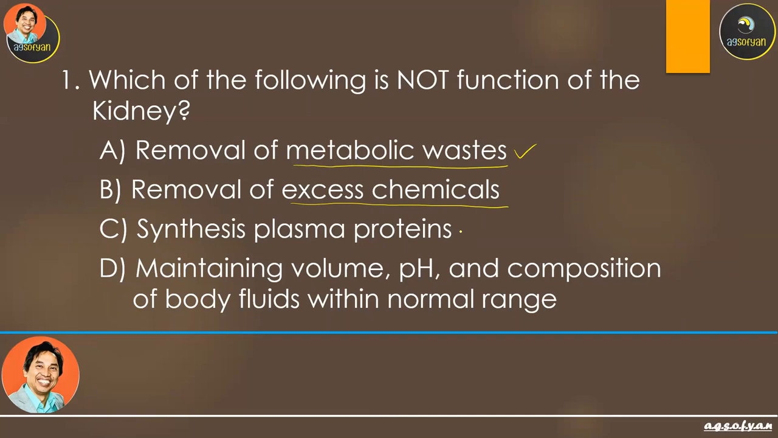Synthesis of plasma protein is not the function of kidney. This is mostly a function of the liver. So plasma protein is made in the liver. So this should be the answer for this question, not a function of the kidney. Maintaining volume, pH, composition of body fluid within normal range is also part of kidney function.